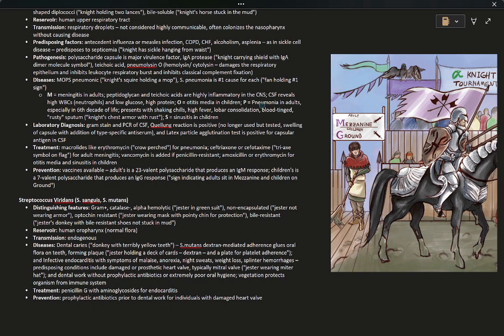And if an individual presents with such pneumonia, they will present with shaking chills, high fever, lobar consolidation, and blood-tinged rusty sputum. You can remember this blood-tinged rusty sputum by thinking of the knight's chest armor that is made of rust, or that it is rusted. And then lastly, Streptococcus pneumoniae happens to be the number one cause of sinusitis in children.